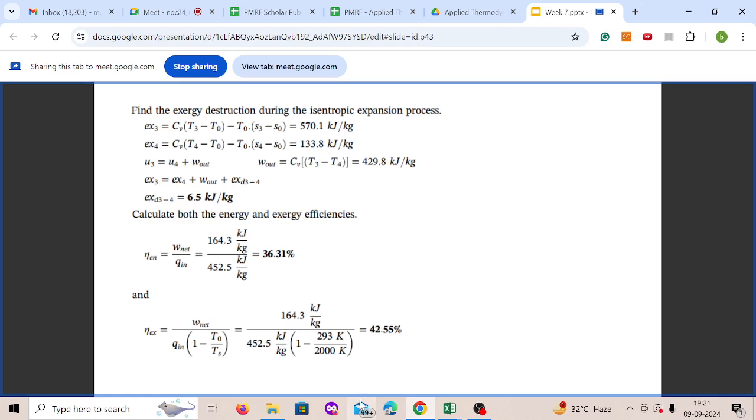So this basically says that if the ideal Carnot cycle can give you 100 kilowatts, this will give you 42.55 kilowatts. So that's the exergy efficiency.